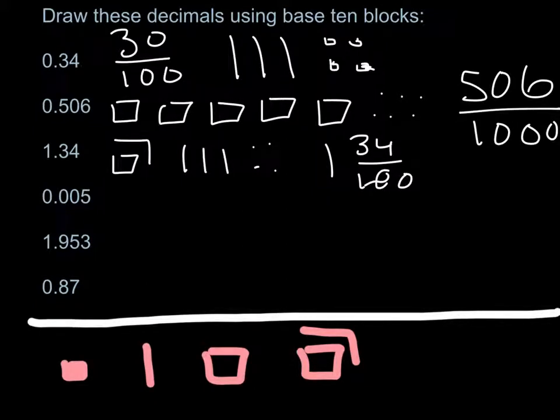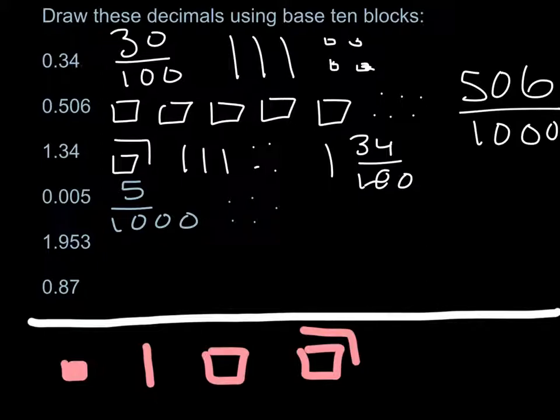Let's take a look at the 3 problems I asked you to do. The first one is 0 and 5 thousandths. It goes all the way out to the thousandths place value. 5 thousandths. That means I have 5 out of 1,000. So I have 5 little cubes from my base 10 blocks to represent 5 thousandths.